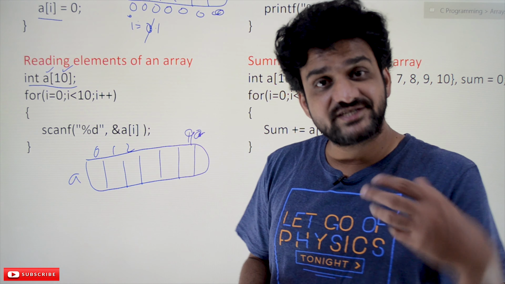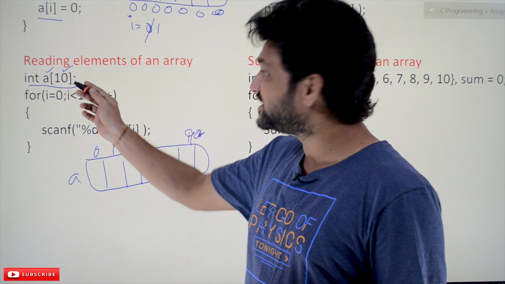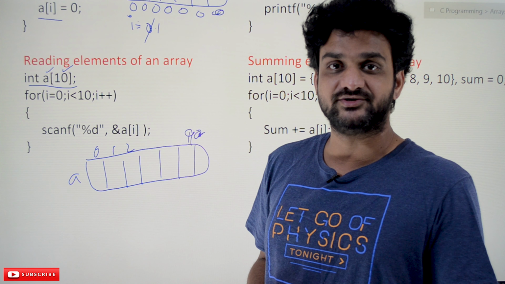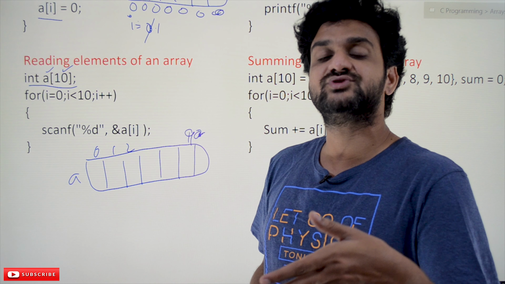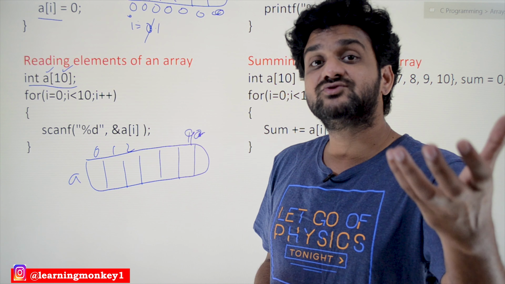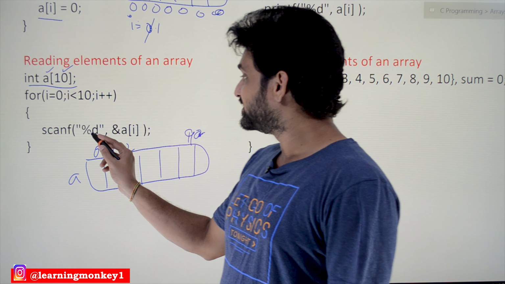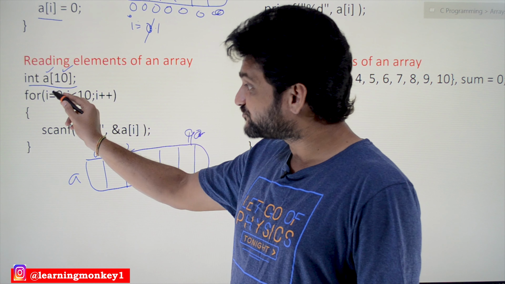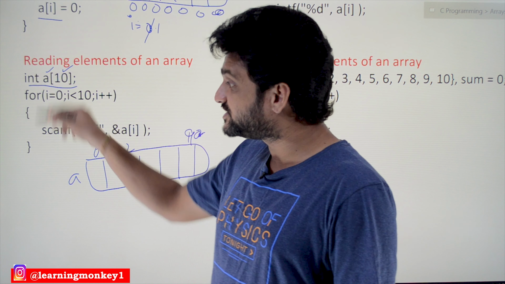Now, have we assigned the values? Have we initialized the values? We haven't initialized the values. We have to assign the values to that array, and that assignment is done by the user. The user can give the values by using this scanf within this for loop.